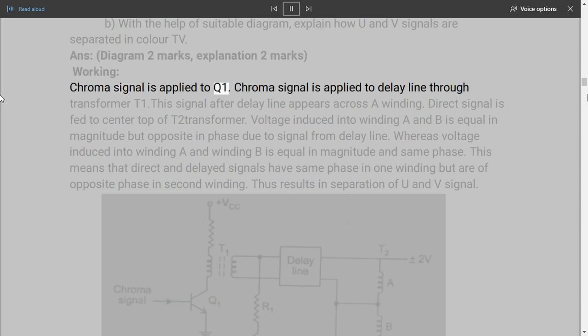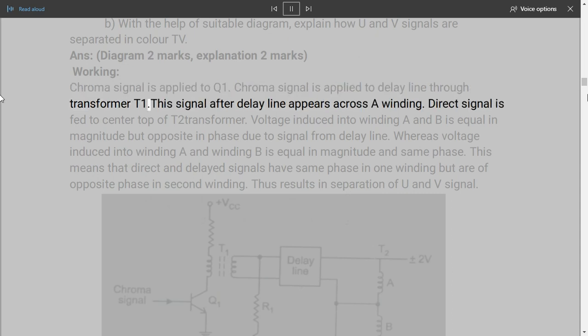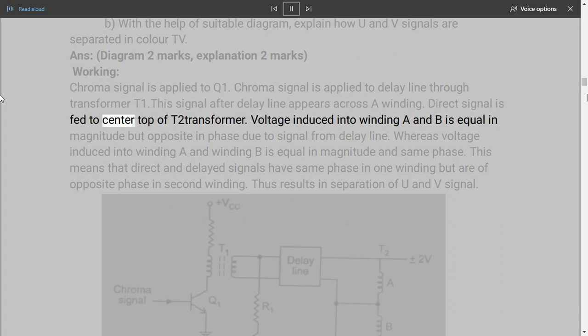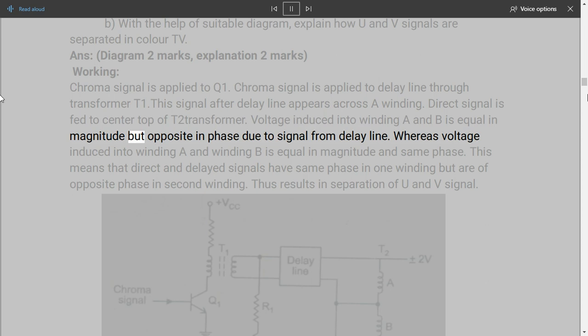The chroma signal is applied to the delay line through transformer T1. This signal, after the delay line, appears across winding A. The direct signal is fed to the center tap of the T2 transformer. The voltage induced into winding A and B is equal in magnitude but opposite in phase due to the signal from the delay line.